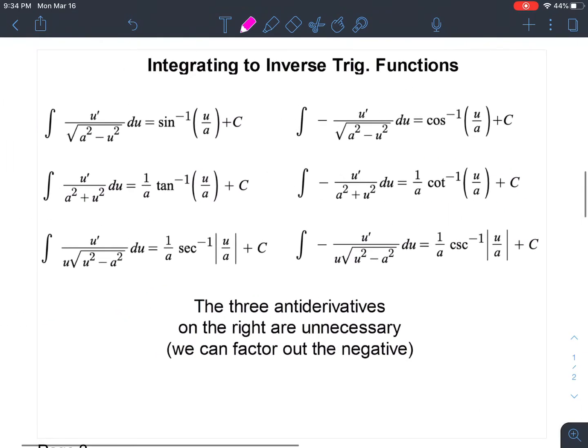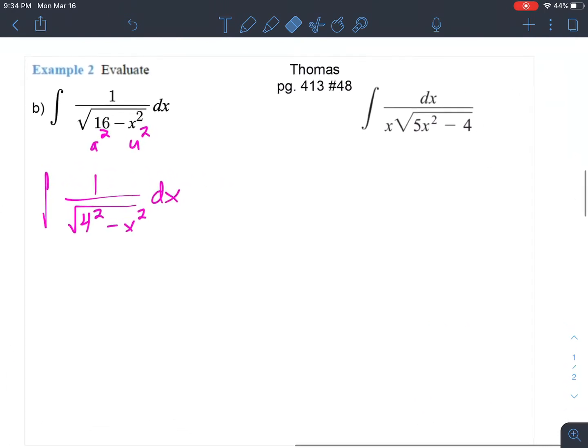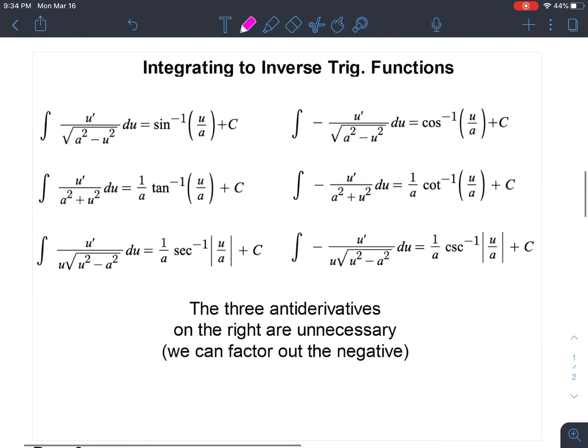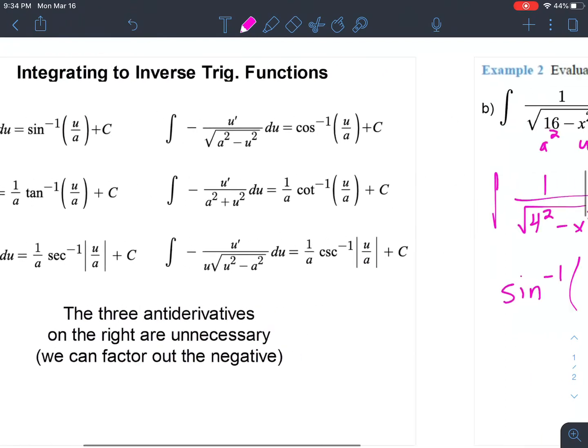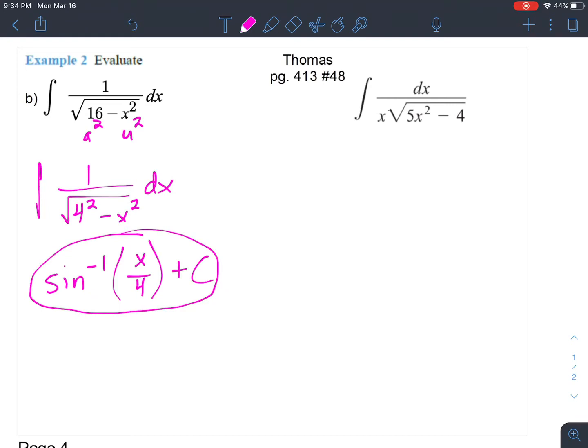So looking at the 3 on the left side, I notice that it looks just like the very first one. We have the square root of a squared minus x squared. So that means that this is going to integrate into arcsine. Then the next part is we're going to take, as this says here, u over a. So that means that we're going to have x over 4. And then finally, we're going to get a plus c. And there is the antiderivative for our very first one, arcsine of x over 4 plus c.